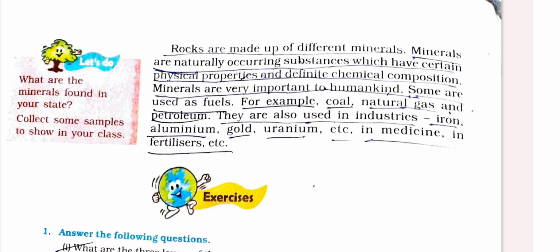Uranium is an atom. You'll learn what uranium is in science. It is an atom like iron, like gold. Uranium is a nuclear atom. From uranium we can make nuclear bombs, atom bombs. Uranium is a radioactive element. Just remember that it is a metal, it is an element, and it is also a form of mineral.